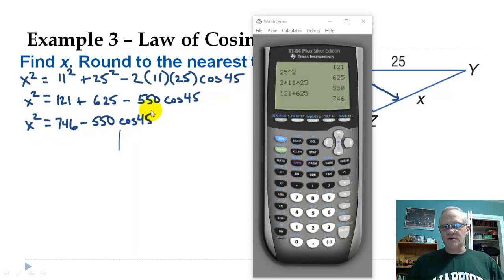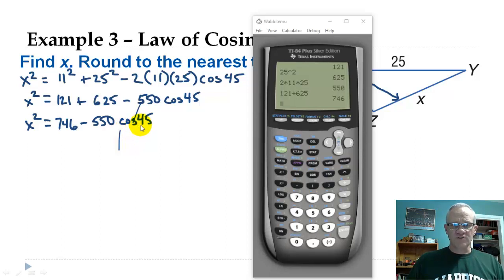Now, what some of you may be thinking is, why don't you just take the 746 and subtract 550? The reason we can't do that is because the 550 is being multiplied times the cosine of 45. Remember, you can only combine like terms. Back in the fun days of Algebra 1, if you had 4x plus 5x, you could make it 9x, but if you had 4x plus 5y, you had to keep them separate. That's what's happening here with the 746 and the negative 550 cosine 45.